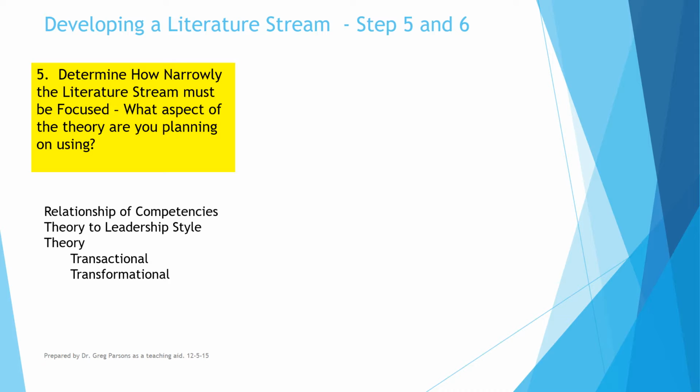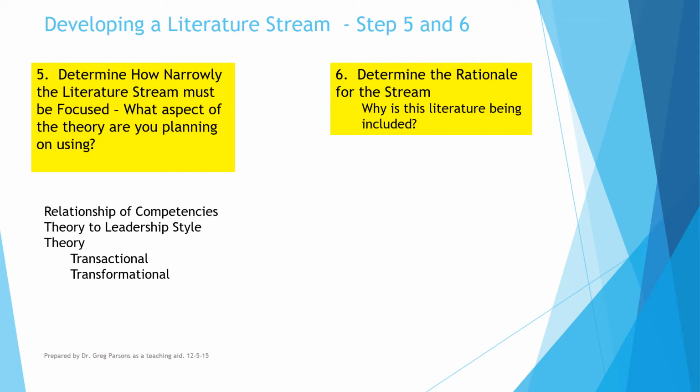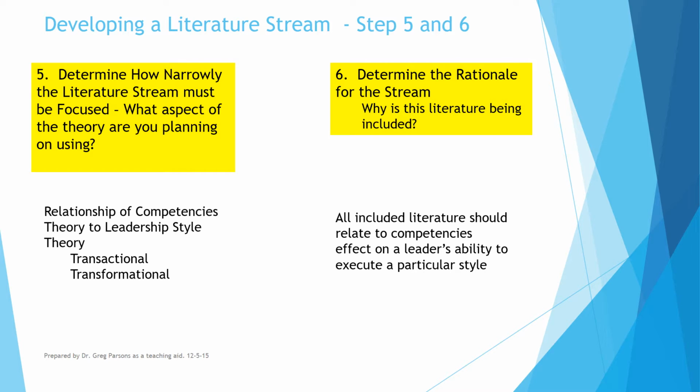We're not working with just a vague idea of the area we want to work. We're getting much more specific, and that's an essential element to developing the stream of literature that's going to support this idea. So now we've got to determine the rationale. Why is certain literature being included and other literature isn't? Well, since we're only interested in competencies, and now we've said we're interested in competencies and their effect on a leader's ability to execute a particular style, we only need literature at this point that's going to be related to that.